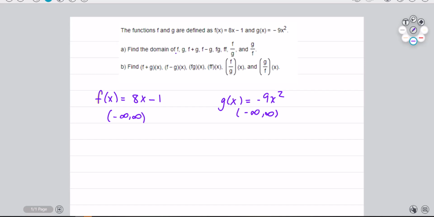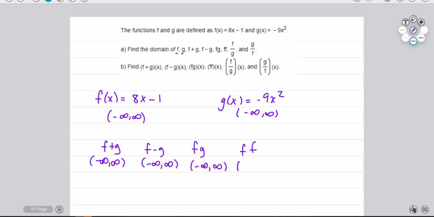So the domain of f and g. If I add these two functions, that's not going to change the domain and range. So the f plus g will still be negative infinity to infinity. If I subtract these two functions, that's not going to change anything. Remember, even when I multiply, the only time it gets crazy is if you're dividing. So even multiplying the first function by itself, all of these are all real numbers.